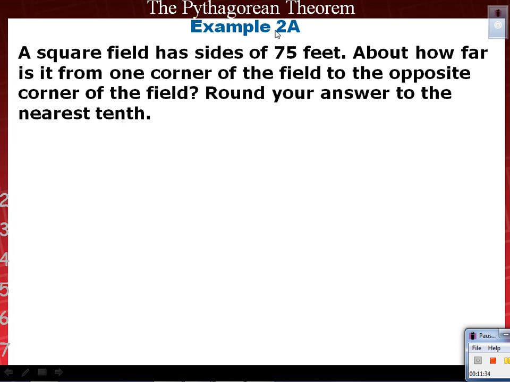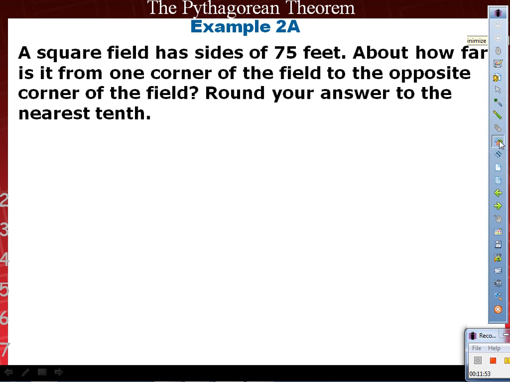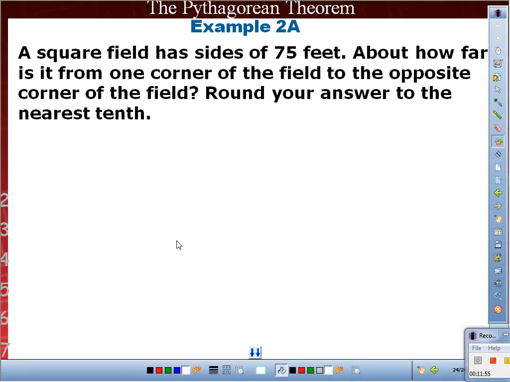Here it goes again. It says, example 2A, a square field has sides of 75 feet. About how far is it from one corner of the field to the opposite corner of the field? Round your answer to the nearest 10. Therefore, if it says a square field, what would be the first thing that you would do? A square. That is correct. Draw a square. There it is.